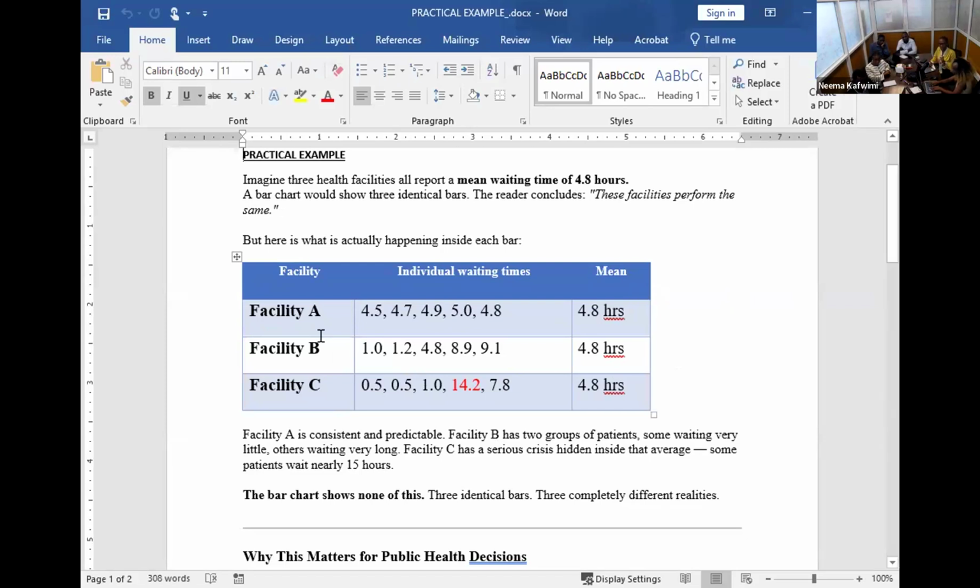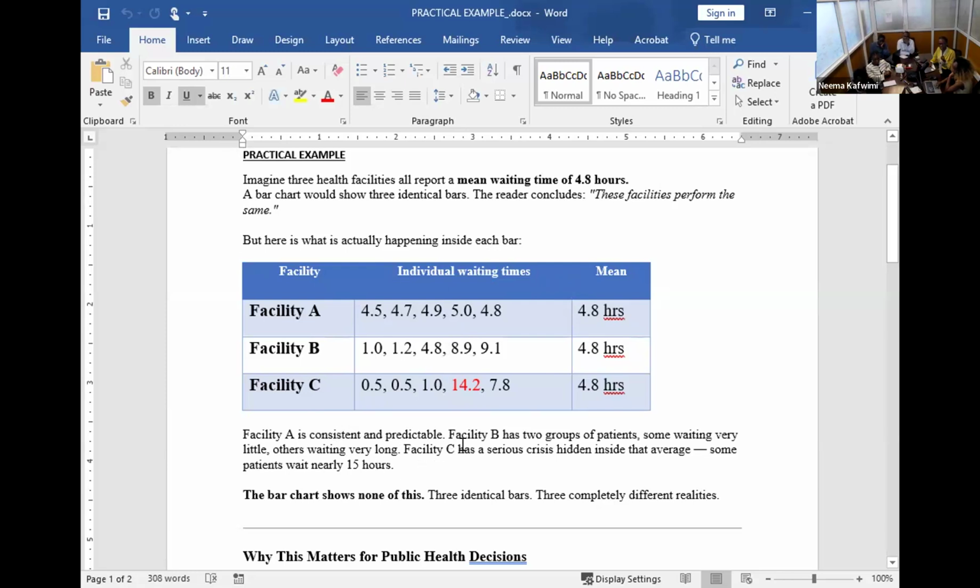I'll go back. We have 3 facilities, facility A, facility B, facility C, and the mean is 4.8 for all. So when you use a bar chart in this case, it will show the same thing. Facility A is consistent and predictable; we can see that because we have 4.5, 4.7, 0.9, 0.8. Facility B has 2 groups of patients, some waiting very little, others waiting very long, as we can see. We also have cases of 9.1 hours.